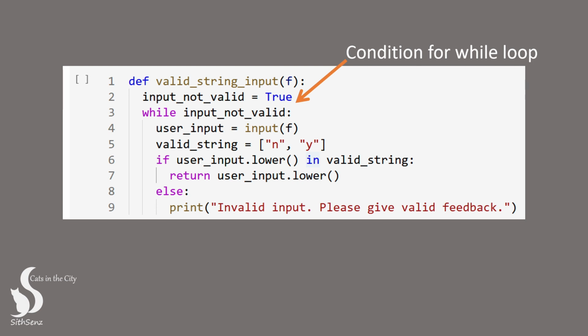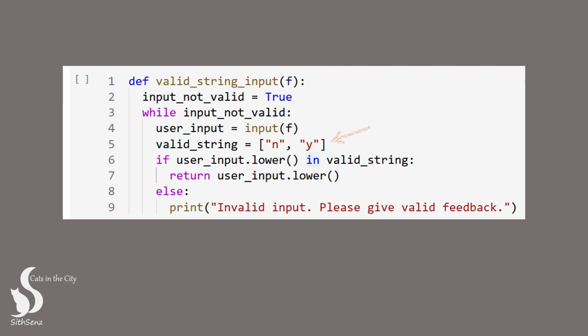Now, we'll use the input function in our custom function. In our case, we'll ask our user, do you want to be the game master? Yes or no? Y for yes, and N for no. This question is passed as parameter f into our function.